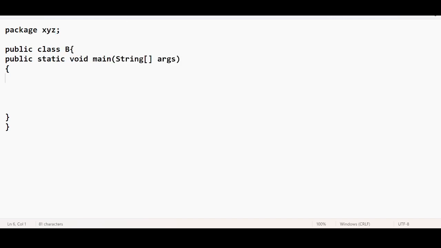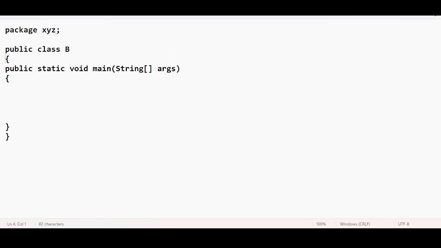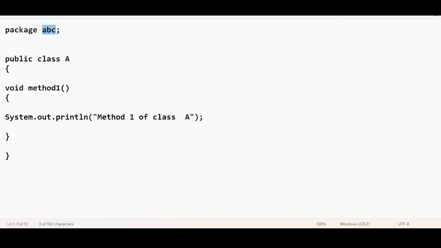From class B, which is placed inside the package XYZ, I want to execute this method. I want to access this method. Let me keep it as public, because to access any member from a different package, it should be public, or else we can't access it. We have discussed these things already in the access modifier sessions. I'm keeping it as public.